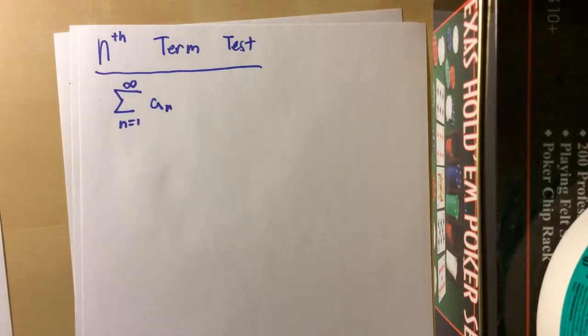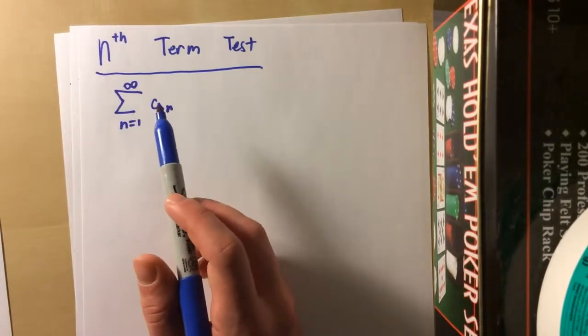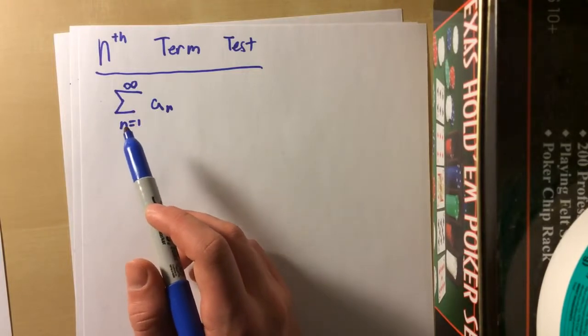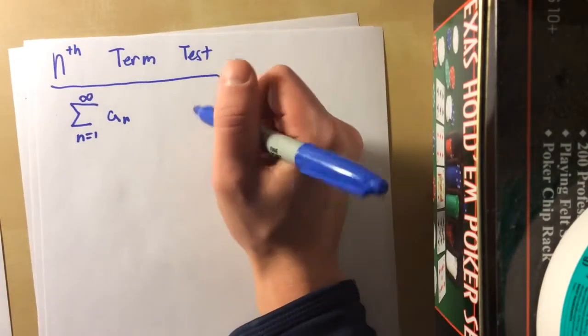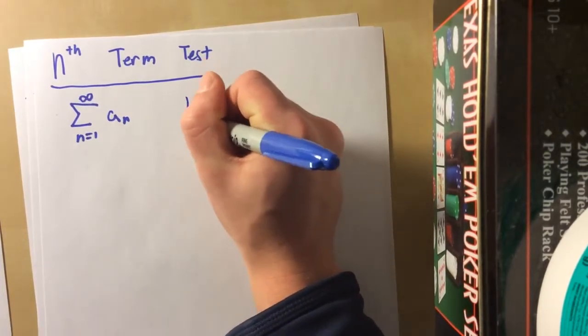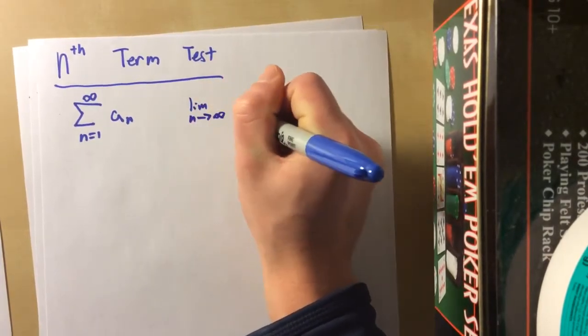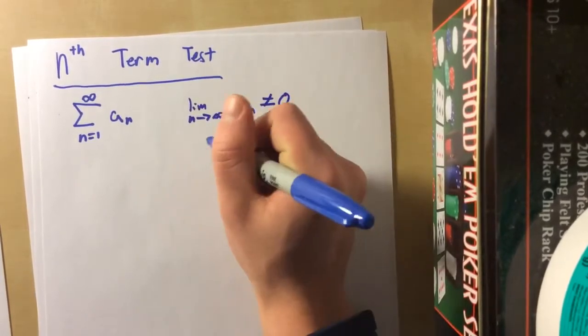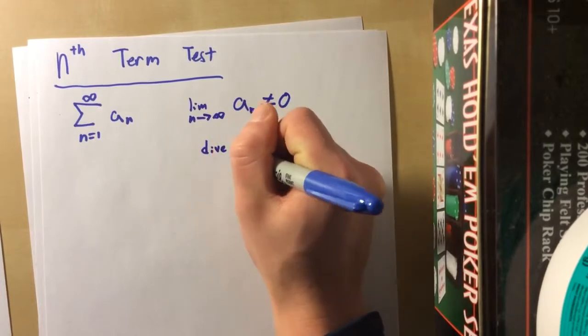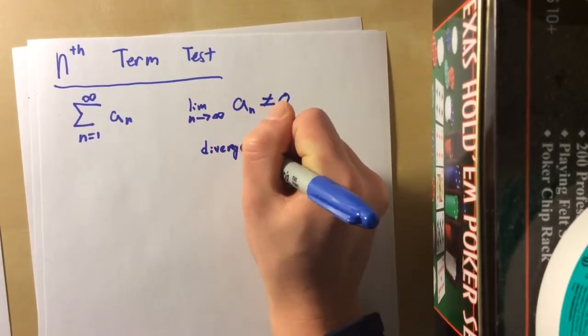Let's look at our first method to determine divergence and convergence in series, which is the nth term test. So we have this series. It's an infinite series from n equals 1 to infinity of a sub n. And what the nth term test says is that if the limit as n approaches infinity of a sub n is not equal to 0, then the series diverges.